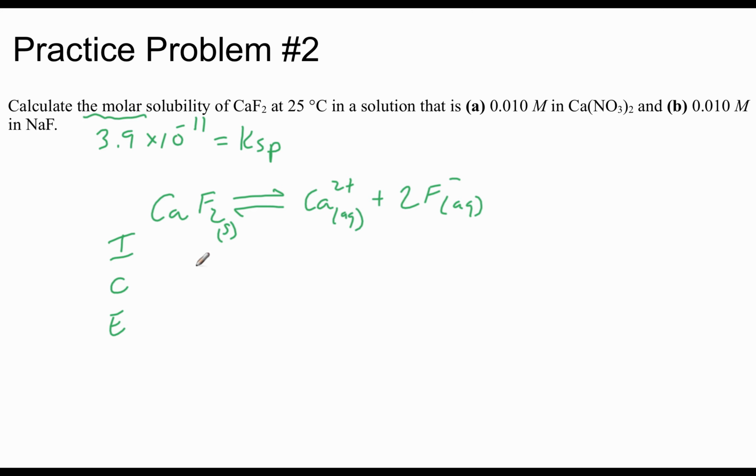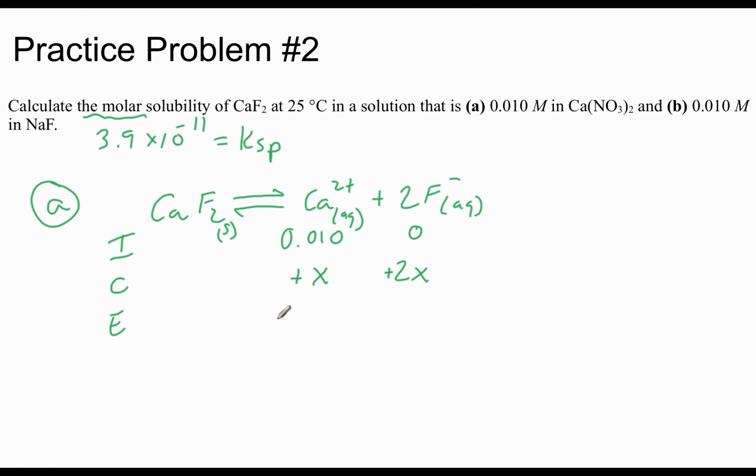But I'm going to need an ice chart, and these conditions are not going to be 0 because for part A, that's what we're going to do first here, it tells me that I've got 0.010 molar calcium nitrate. Well, this is totally soluble, so this value is 0.010. This value is 0 because I don't have any fluoride in this case. So this is going to go up by x, this is going to go up by 2x, and it has to go up by 2x because of the coefficient; it starts at 0.